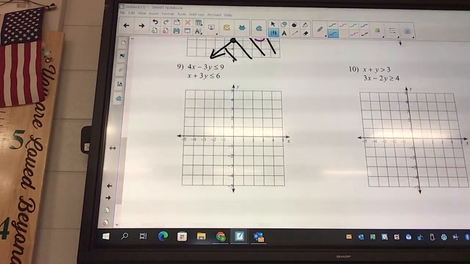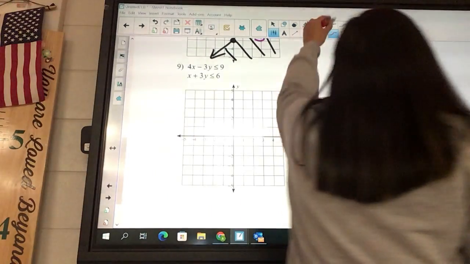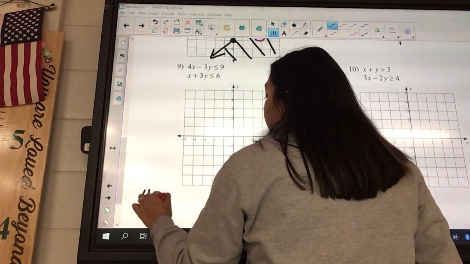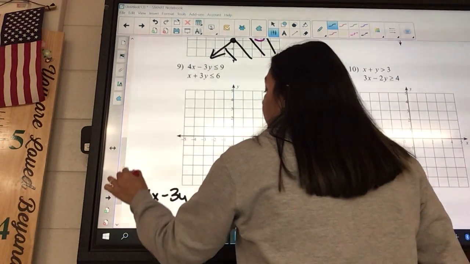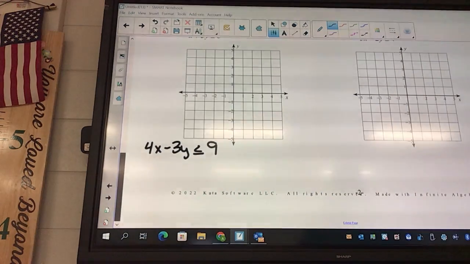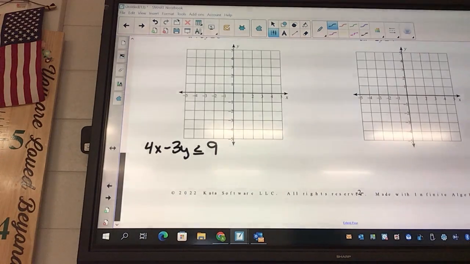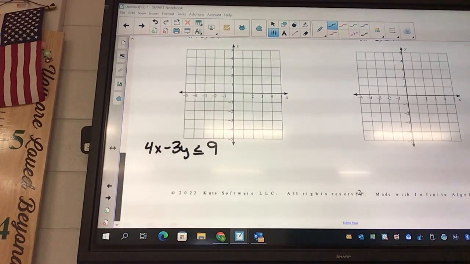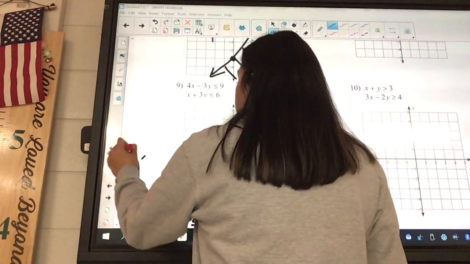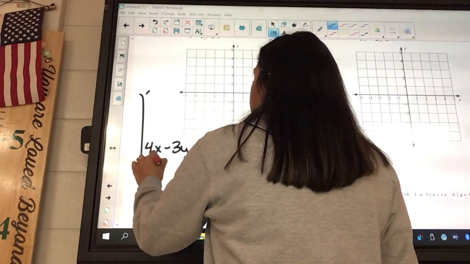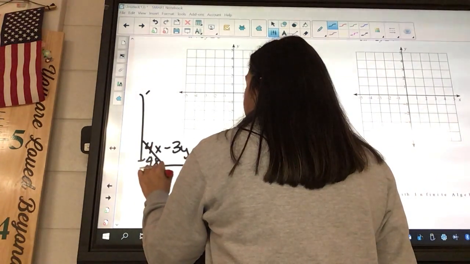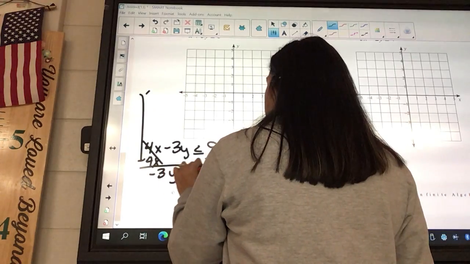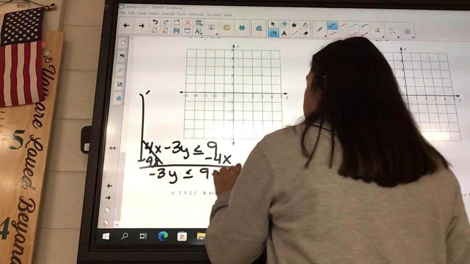Okay, 9. Y is not by itself, so we need to write it down. So we got 4x minus 3y is less than or equal to 9. Same thing. What's our first step? It's always going to be add or subtract the x's. So in this case, we're going to subtract minus 4x. So I got negative 3y is less than or equal to 9 minus 4x.